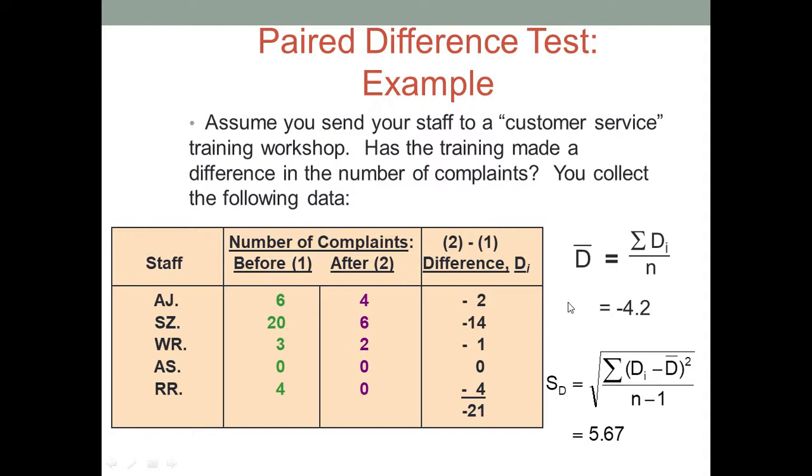Next, manually we should calculate the differences: the data after minus the before, 4 minus 6, negative 2. This is how we get the differences. And then from here we get the average of differences. This is the formula: we total up all the data and divide by the number of data. And this is the formula for the standard deviation. Very simple and very straightforward.